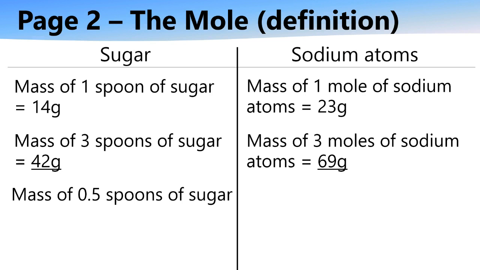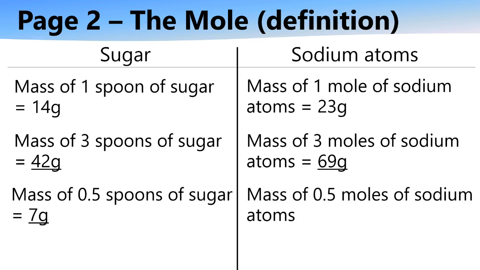If I have 0.5 spoons of sugar, the mass of 1 spoon of sugar being 14 grams, 0.5 spoons of sugar would be 7 grams. Same thing, 0.5 moles of sodium atoms would be 0.5 multiplied by 23, and I will get 11.5 grams.